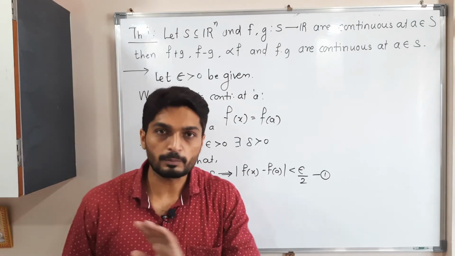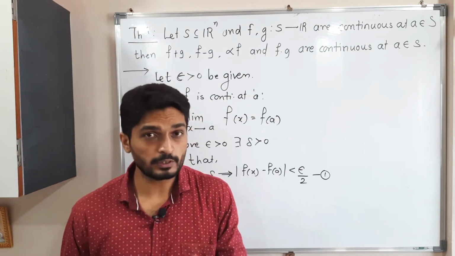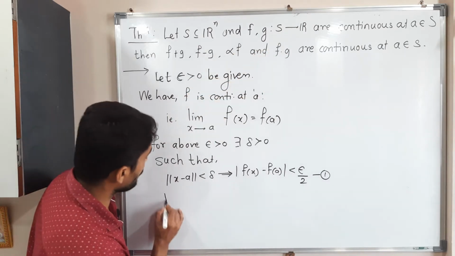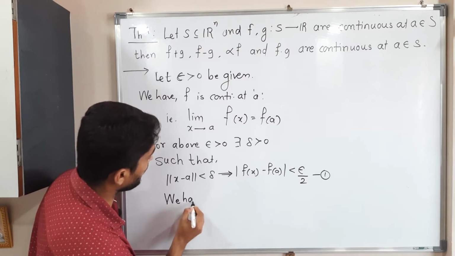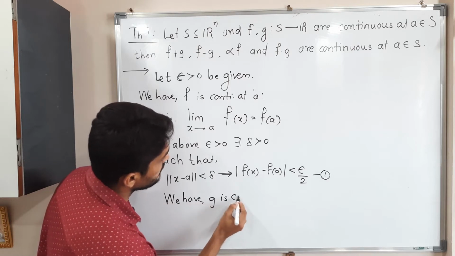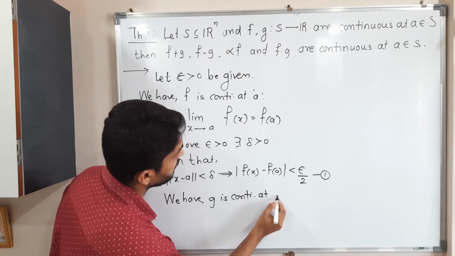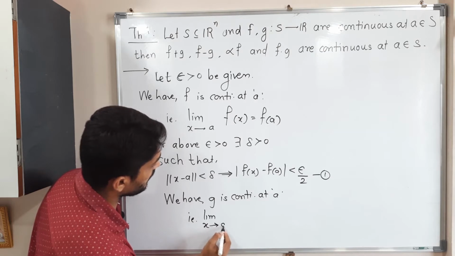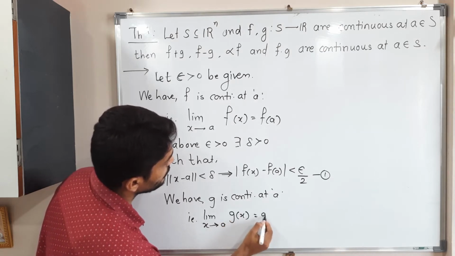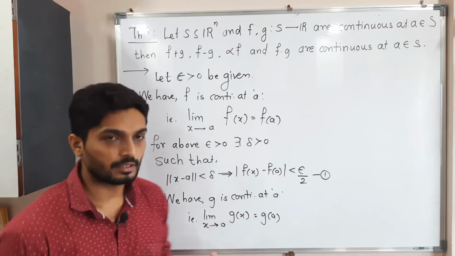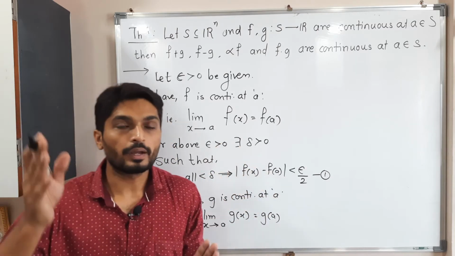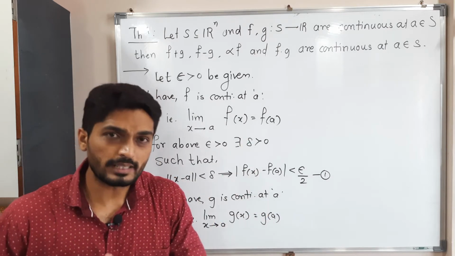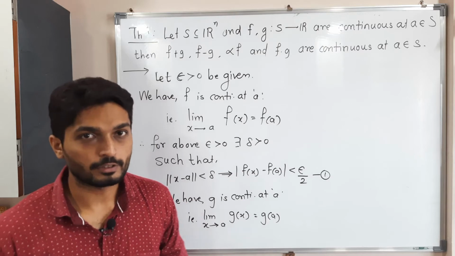So one first information I used, that is f is continuous at A, as well as we have a second information, that is G is also continuous at A. So we have G is continuous at A. That means limit x tends to A, G of x is equal to G of A, right? We had L when we were discussing the results of limits. So here we have f of A and G of A. So let us apply the definition of continuity again. So therefore, what can I write?